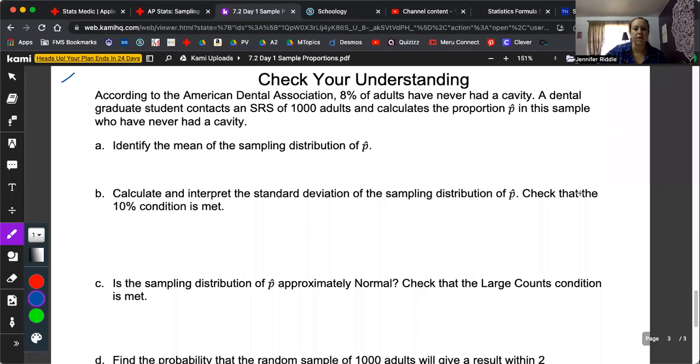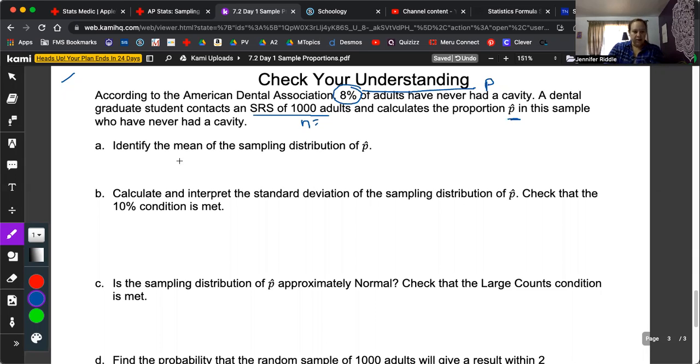All right, let's look at today's Check Your Understanding. It says, according to the American Dental Association, 8% of adults have never had a cavity. So right here, we see we've got some form of a claim. This is going to be our P. A dental graduate student contacts a simple random sample of 1,000 adults. So this is our N. Okay, and calculates the proportion P hat in the sample who have never had a cavity.